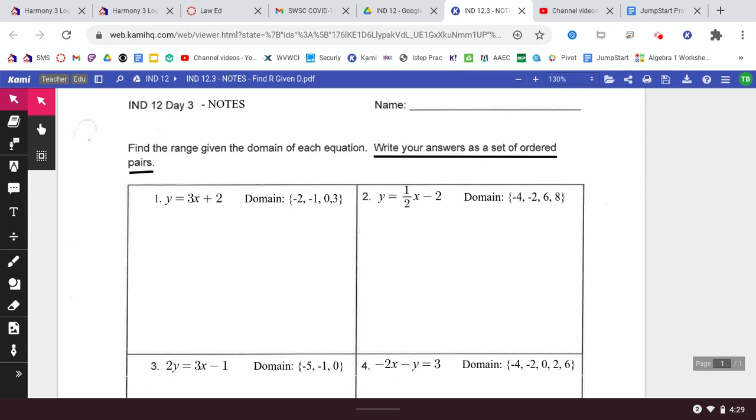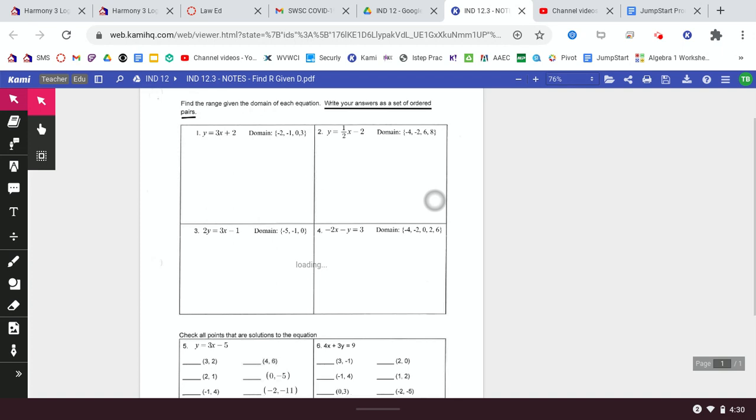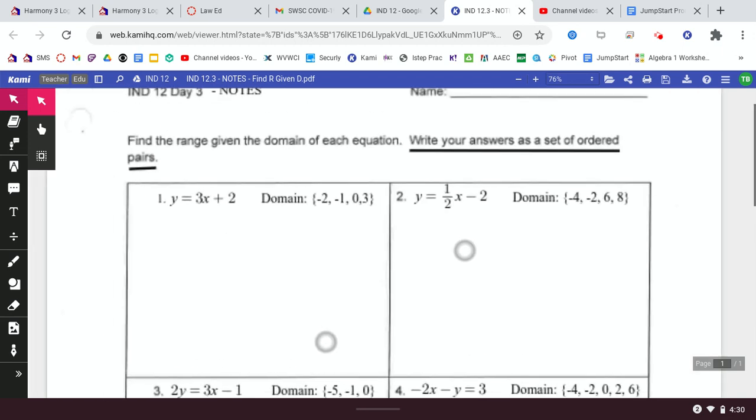Today we are going to talk about our last new material for Indicator 12. So this is Indicator 12.3 or Day 3. And we're going to be finding the range when we're given the domain. Okay, so you will want to get your 3-ring binders out. You will want to put down these examples. There's, let's see, 6 examples, so it won't be bad.